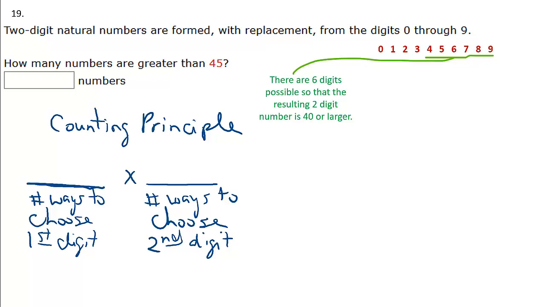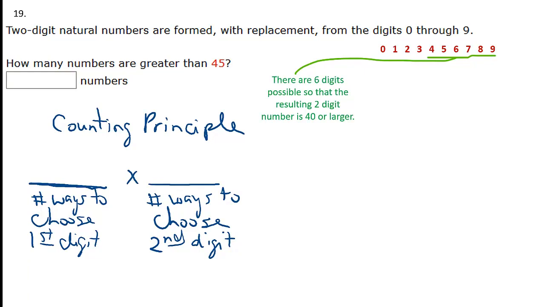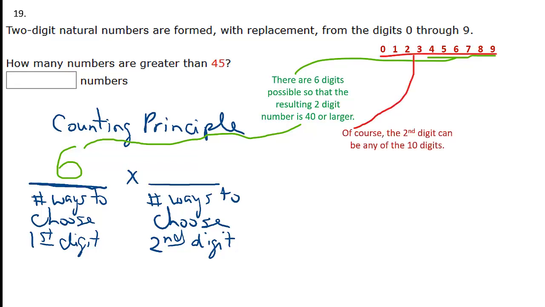If you start with 4s, you get 40 and 41 and 42 and 43 and 44 and 45 and 46 and 47 and 48 and 49. That's going to be too many because we actually want to start at 45. But let's put that aside for the moment and find how many 2-digit numbers are 40 or larger. Well, if I want them to be 40 or larger, I can start with 4 or 5 or 6 or 7 or 8 or 9. That's 6 possibilities. The second digit can be anything, and there are 10 digits, so there are 10 possibilities.